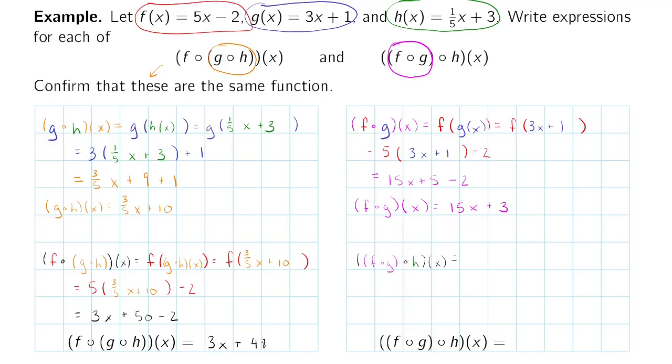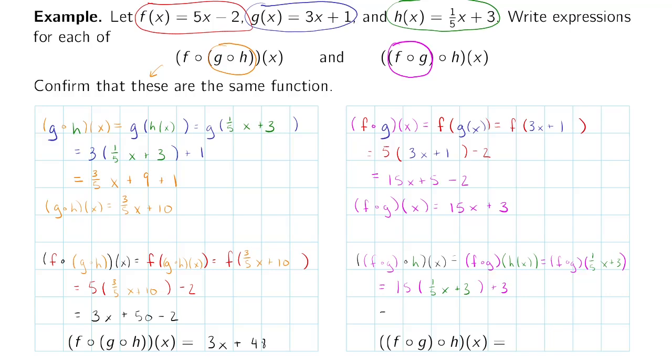Okay, now we want to compose that with h. So we're going to say f composed with g composed with h of x. That means we want to take f composed with g and we want to apply that to h of x. So we want to take the function f composed with g and apply that to a fifth x plus 3. Now f composed with g, that's the function that says take 15 times my input plus 3. And now the input is a fifth x plus 3.